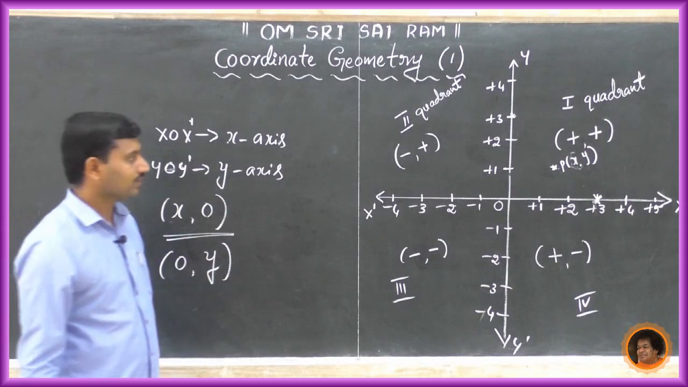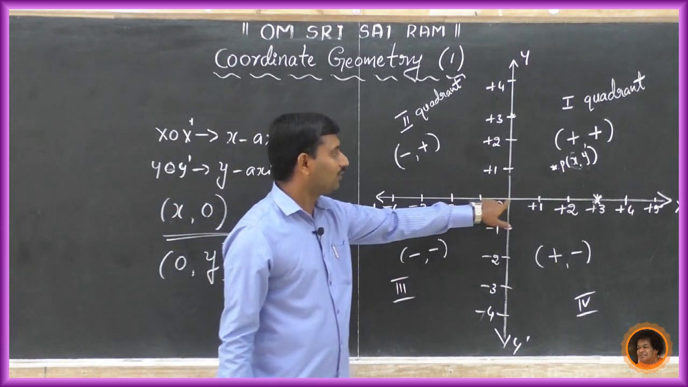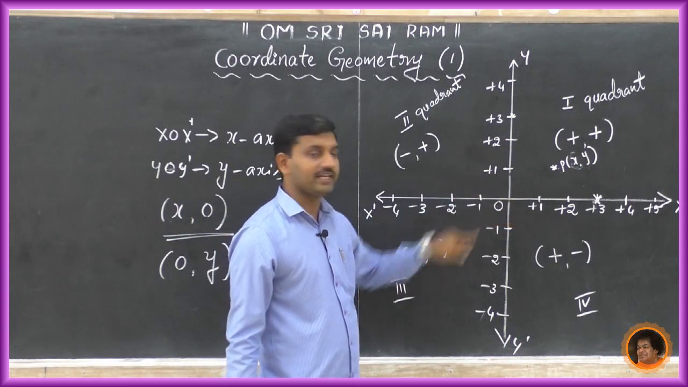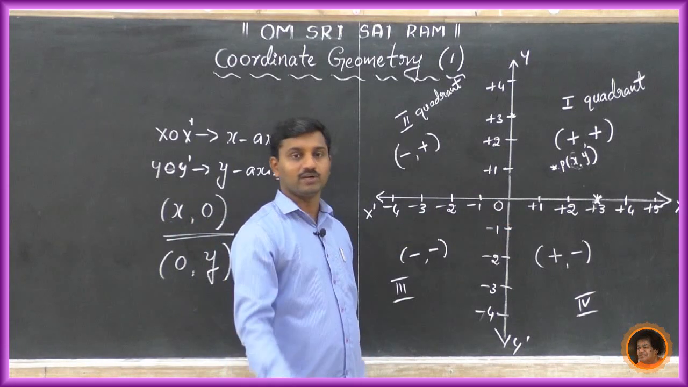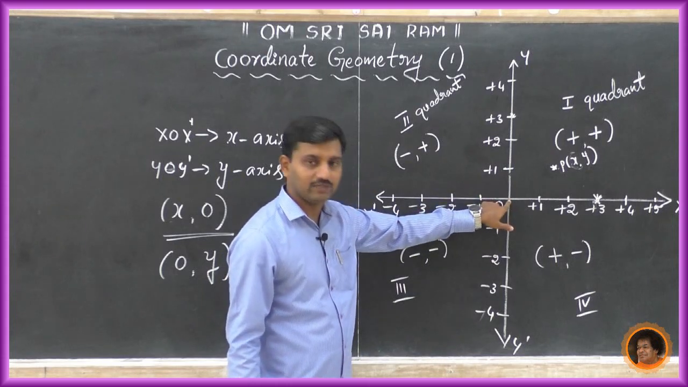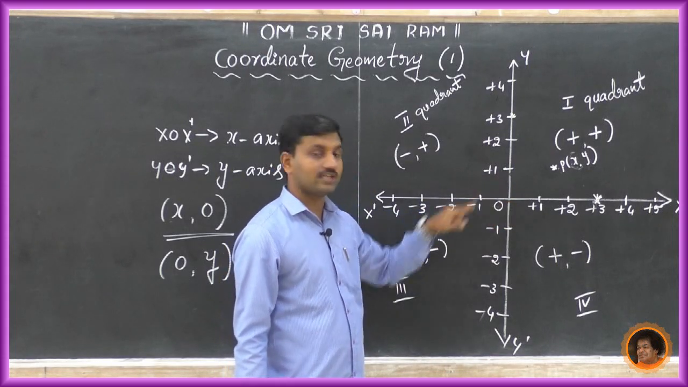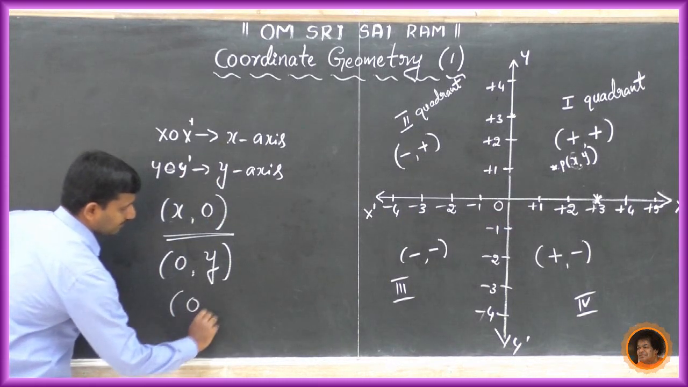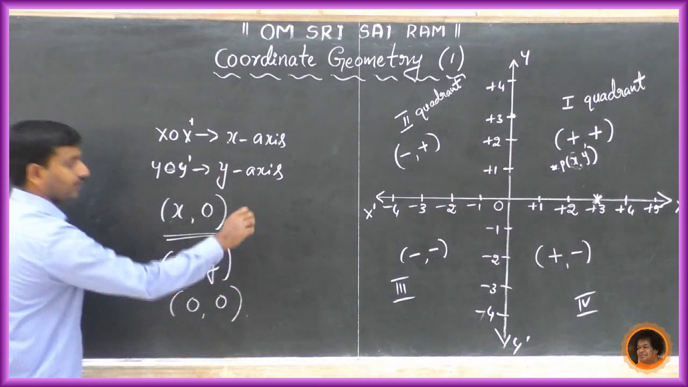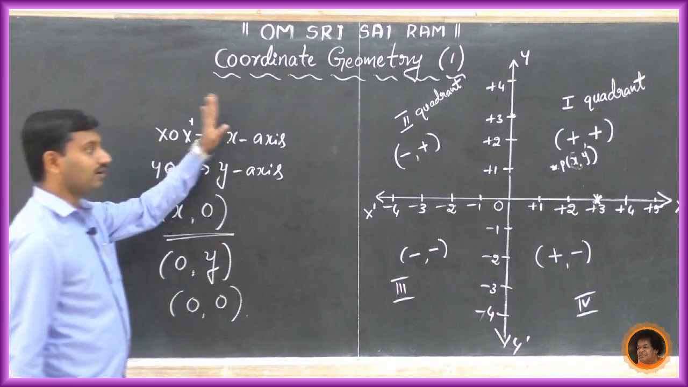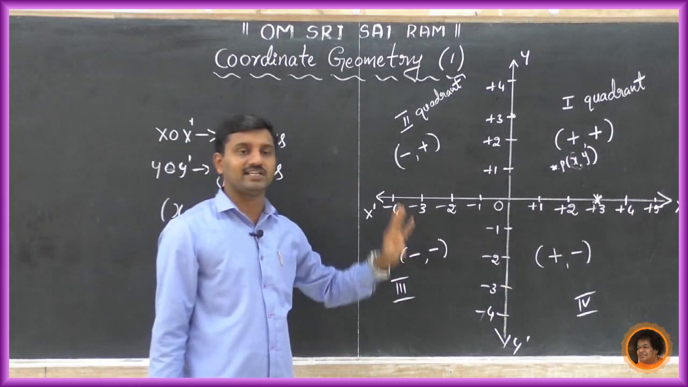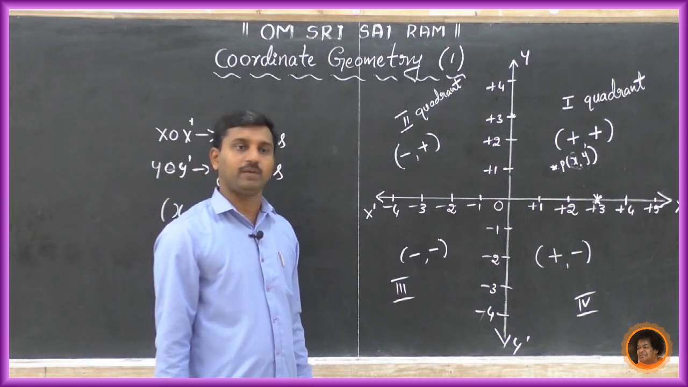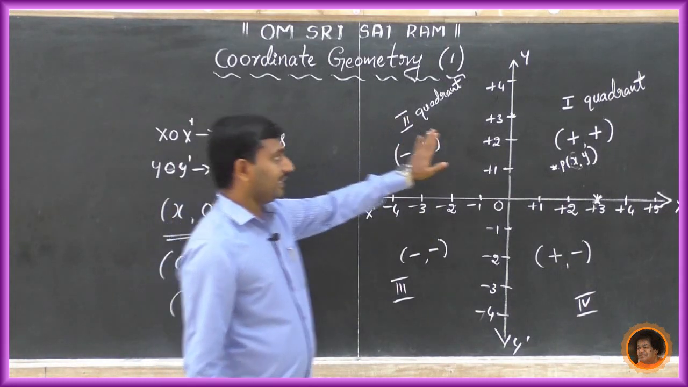And one more thing. Now what are the coordinates of the origin? Origin is always denoted as O. Now what are the coordinates? The coordinates of the origin, here the x value is 0 and the y value is also 0. So therefore the coordinates of the origin are 0, 0. So these are the basic concepts related to the Cartesian system or the Cartesian plane. So I think it is clear.